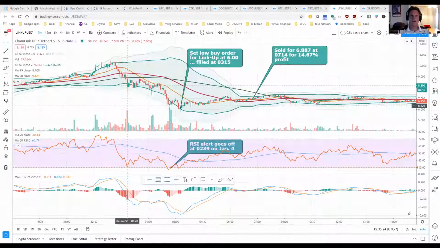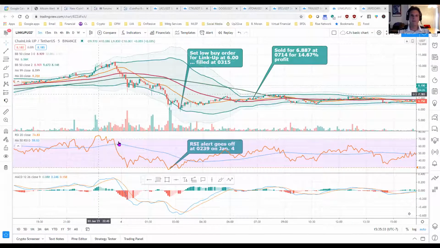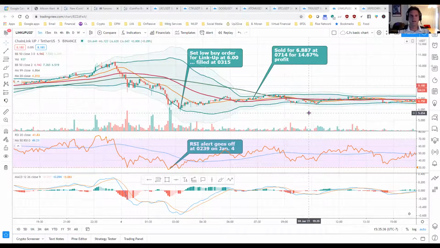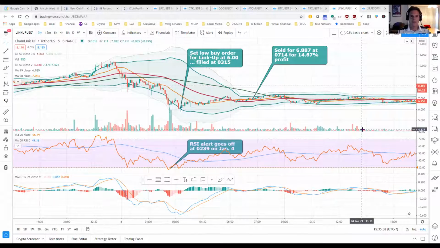So I had set this alert several days prior. The alert goes off at 2:39 a.m. on January 4th. I had set the alert on December 30th, waiting for the right condition, because this coin, Link, has been bouncing up and down with all kinds of nice volatility, just what we day traders like. And I wanted to capture some of that. I traded this coin successfully a couple times in December. I was looking for a good entry point in January as well.